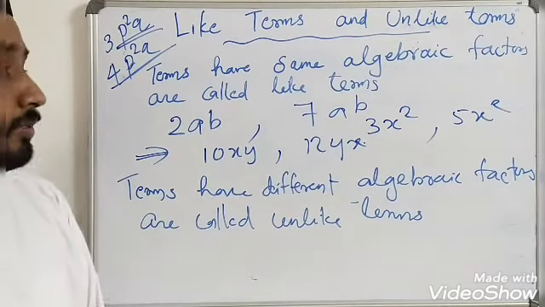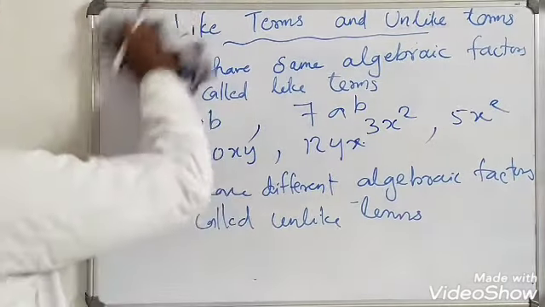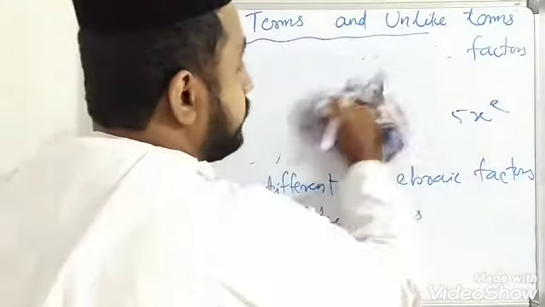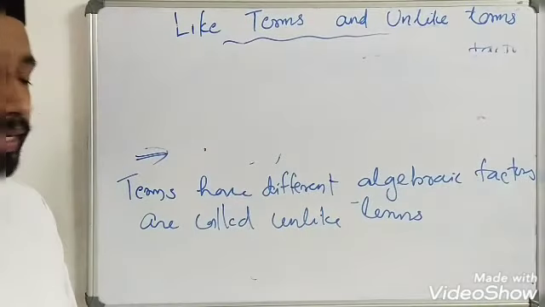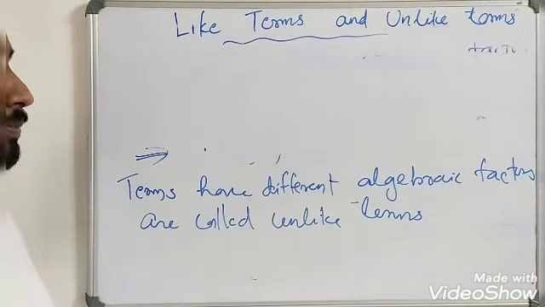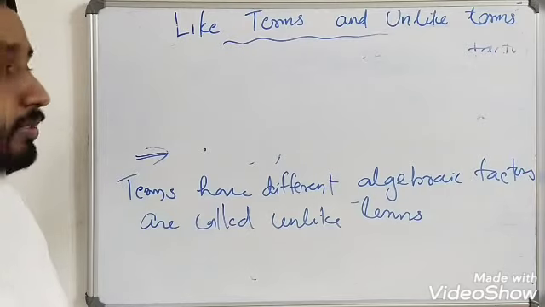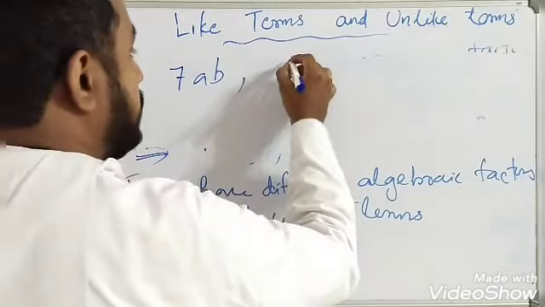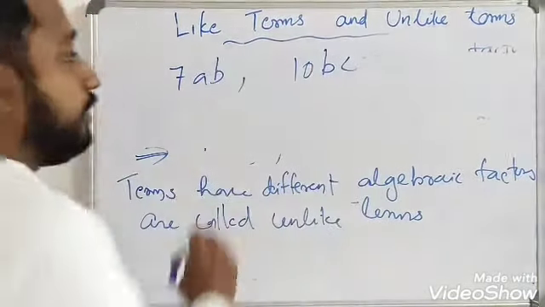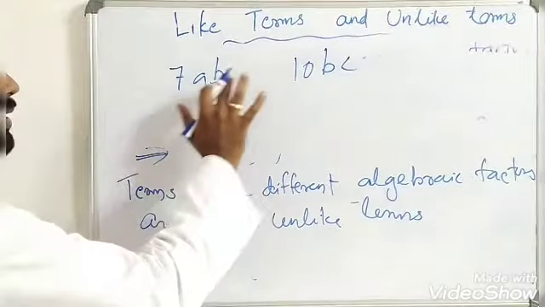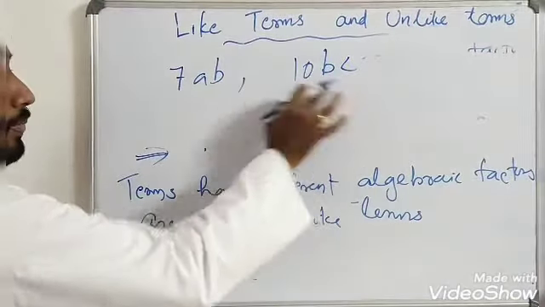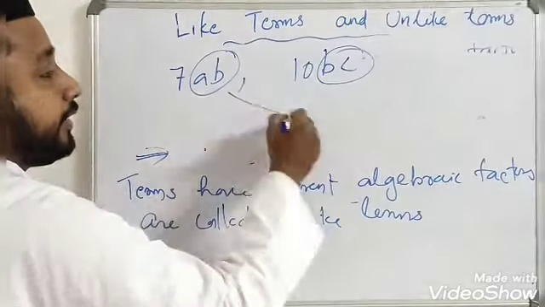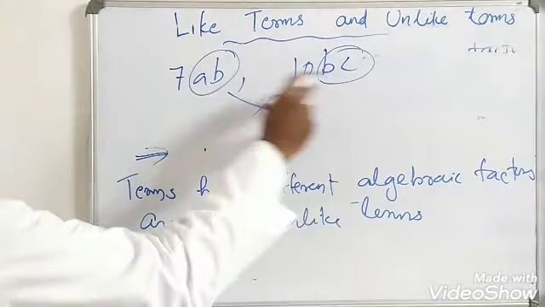Now let us discuss what are unlike terms. Terms that have different algebraic factors are known as unlike terms. For example, 7ab, 10bc. Look here. Here a, here no a. Here c, here no c. So these are not equal. So these are unlike terms.